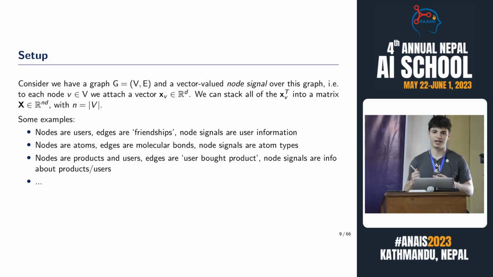In molecular graphs, we have atoms, which are the nodes. The features could be the coordinates of the atoms or what kind of atom they are. And the edges could be if they have a bond, right?